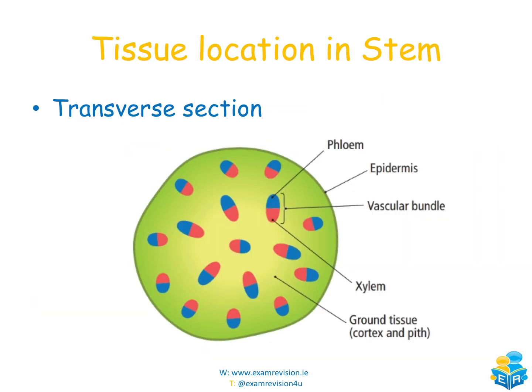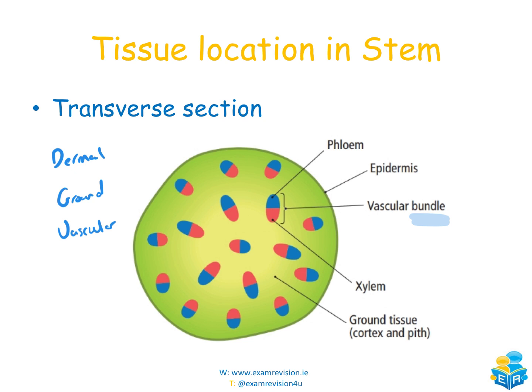So we're going to look for similar tissues that we had in the root. So we're going to look for our dermal tissue, we're going to look for our ground tissue, and we're going to look for our vascular tissue. So again, on the outside, this is where we're going to have our dermal tissue, so the epidermis, which is going to provide protection for the plant. Towards the inside, we can see here we have our vascular bundles, so it's a little bit different from the root. They exist in what we call bundles.